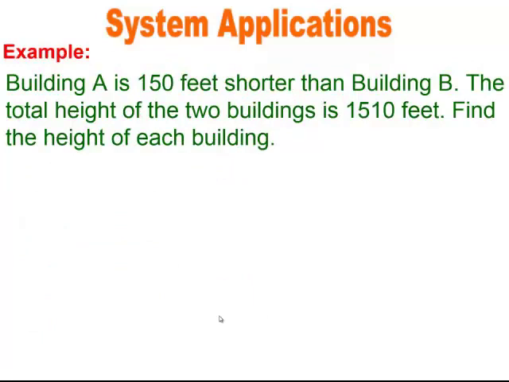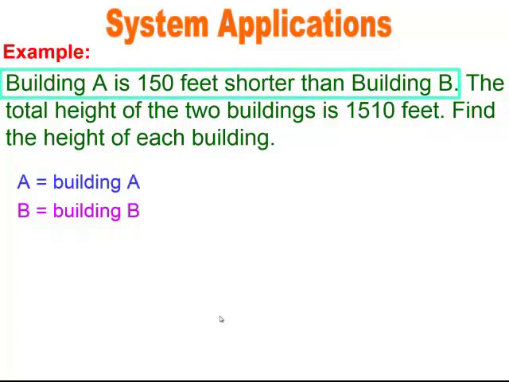Now this example is a little different. Again, we want to read the application first before we start writing equations. So building A is 150 feet shorter than building B. The total height of the two buildings is 1,510 feet. Find the height of each building. In this case, you have to be careful because I'm labeling A and B as building A and building B. Kind of makes sense.